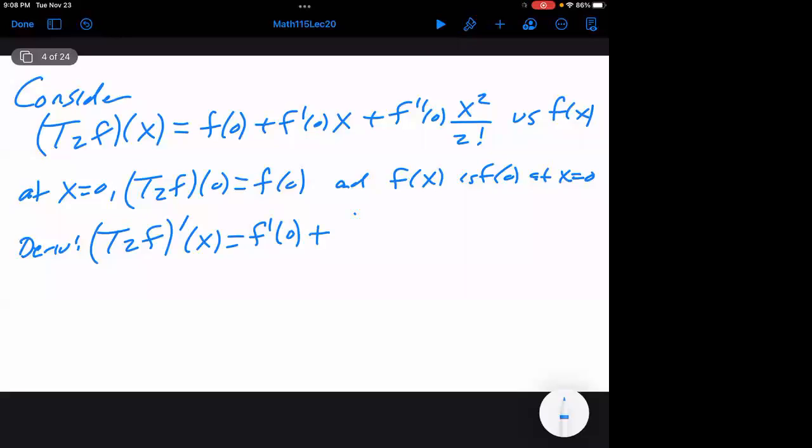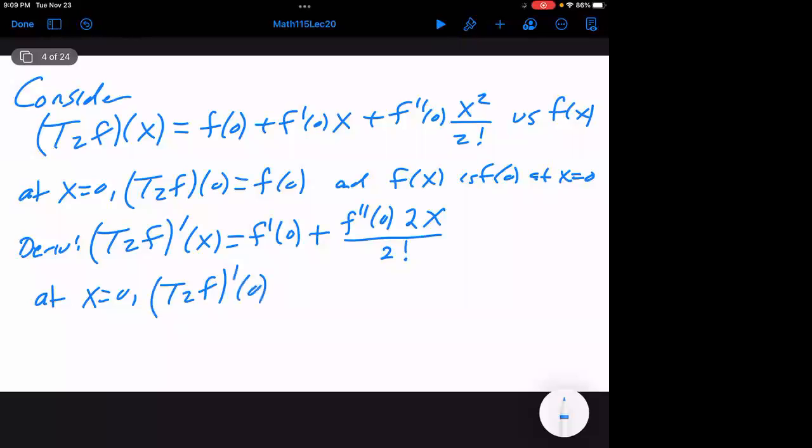So for the next one, we have f double prime of 0. What's the derivative of x squared over 2 factorial? 2x over 2 factorial. The 2's cancel. At x equals 0, what is T2 f prime of 0 when I put in x equals 0? I get f prime of 0. And when I put in x equals 0, what does the second term equal? 0. Yes, it's just f prime of 0.